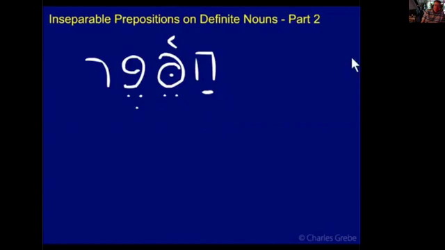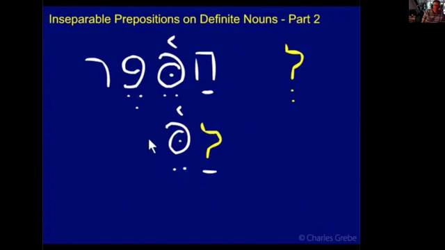Now what happens when we add le to it? Let us change color here. If you add le, be, or ke, we'll take le as our example. The rule was simple. All you do is you replace the hey with the lamed. All the vowels are retained from the article, whatever was going on here before. So, let's rewrite this here. Ha-sefer becomes la-sefer, and I'll change my color again to emphasize that the only thing we've changed is the consonant.